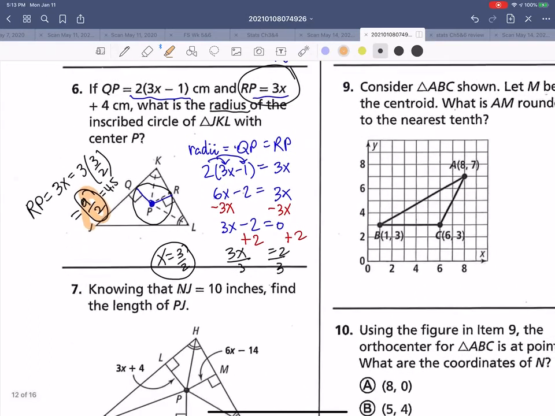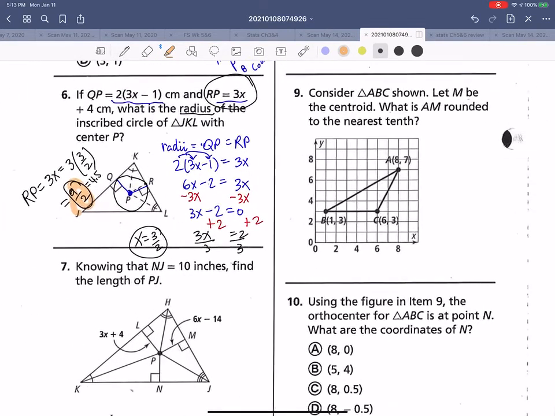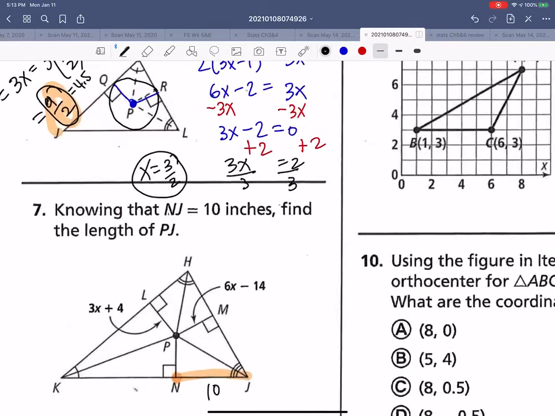Nice. Question number 7. Knowing that NJ, so let's jot that down. NJ is 10 inches. Okay. Find the length of PJ. So it looks a little bit longer, doesn't it? Okay, so I'm trying to find the length of this, and I can't use x because there's already an x there. So I'm just going to call that y.